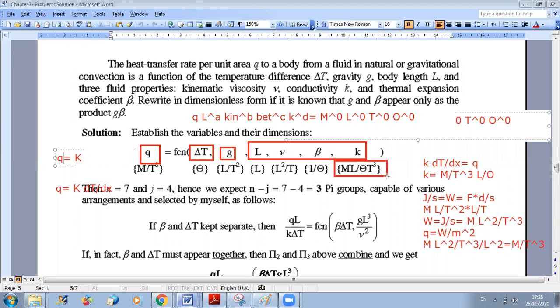dt by dx unit theta. dt by dx is temperature over length. Okay. Meaning the dimension of dt is theta over dx, which is L. This is why when you take them to the other side, it becomes the unit of K, unit of Q times L over theta. So you get ML over theta T cube. Okay. Notice the unit of K is M over T cube. When you multiply it by L over theta, which is the unit of dx over dt, you get the unit of K.